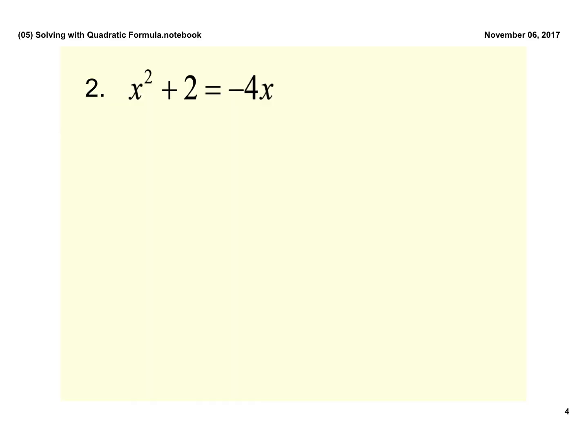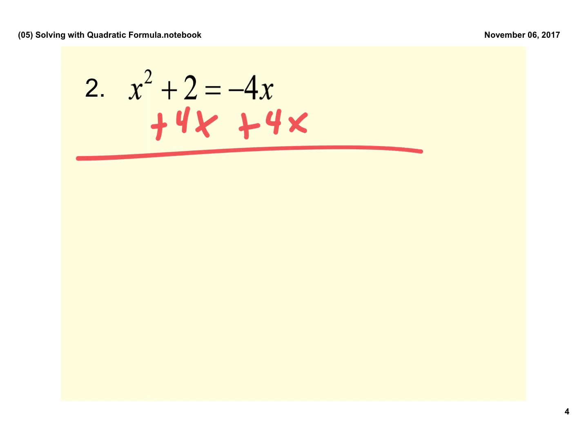Okay, moving on to this page. Why is this one different? Becca, why is it different? Because the 4x is on that one side. Okay, so what do we do? I agree. Add 4x to both sides. Brady, the new equation reads? X squared plus 4x plus 2.